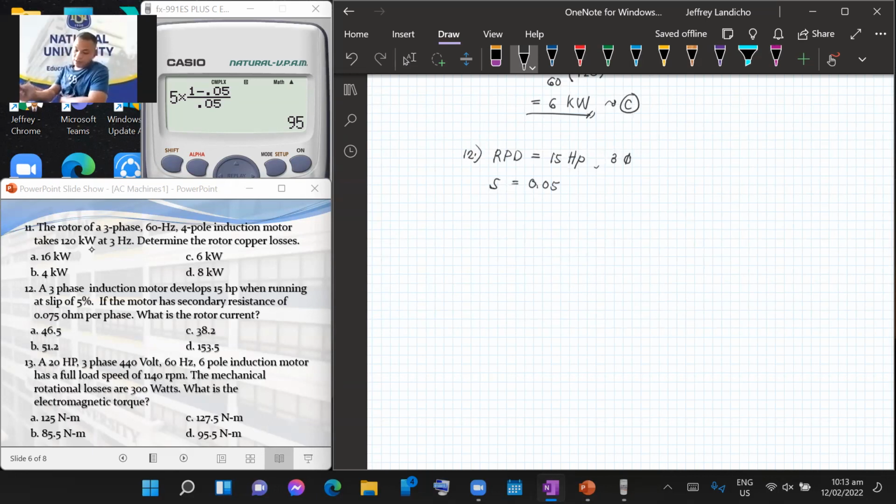If the motor has secondary resistance, sir, ano po yung secondary resistance? Tulad nga binanggit natin, no, the winding of transformer para siyang sino? Si induction motor. Yung primary is stator, yung secondary sino? Si rotor. Kaya lumalabas yung secondary resistance, it is just referring to rotor resistance per phase. So this is per phase, no? Si R2. That is 0.075 ohms. Ano yung nahanap? What is the rotor current?